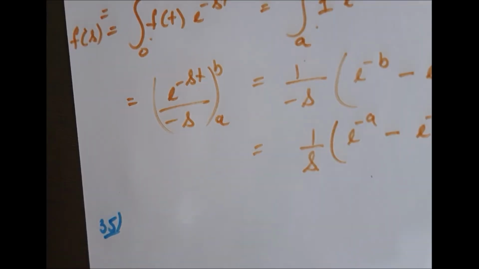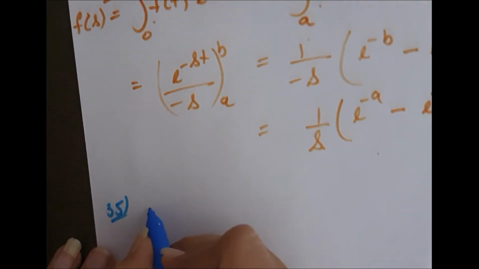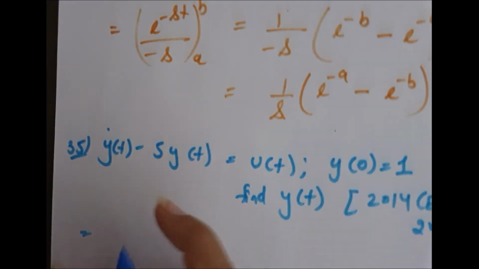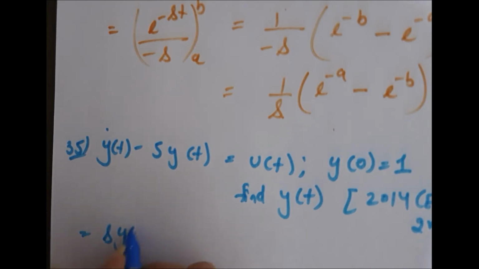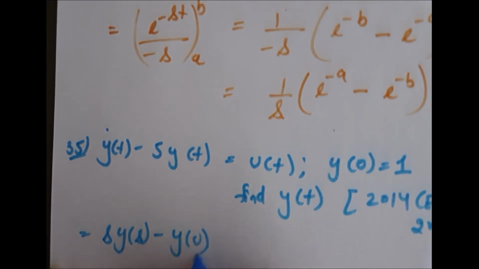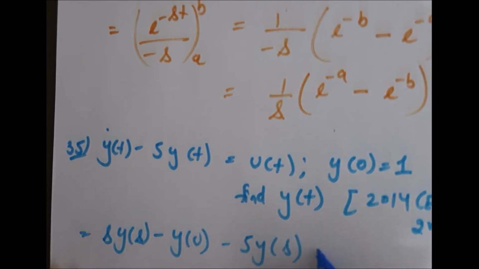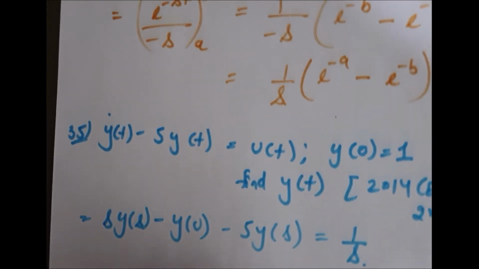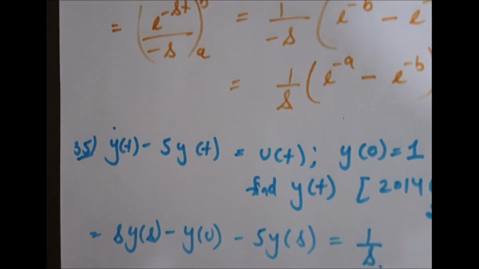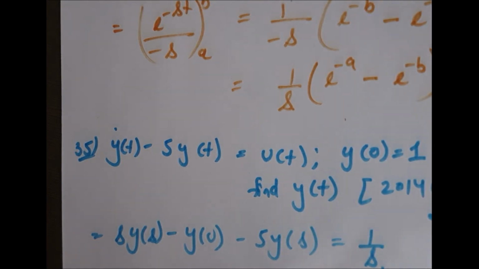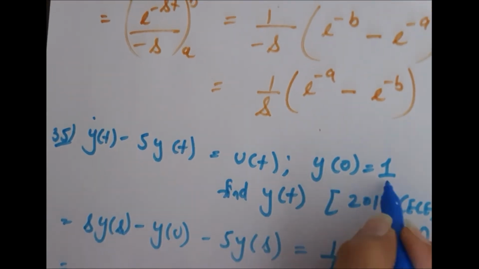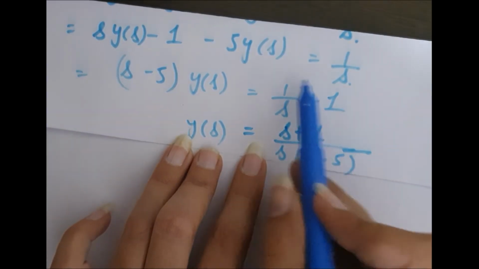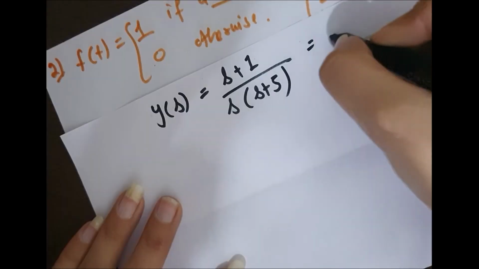Third question. This question is again on differential properties of Laplace transform. This is a 2014 ECE 2 marks question. Here this will be s Y(s) minus y(0) minus Y(s), and the Laplace transform of u(t) is 1 by s. This is the last question on the differential equation property of Laplace transform that I am taking. After that we will focus on other properties of Laplace transform. The initial condition given is 1. Just write it. This was 1 by s plus 1. I solved it and took this term to the denominator.